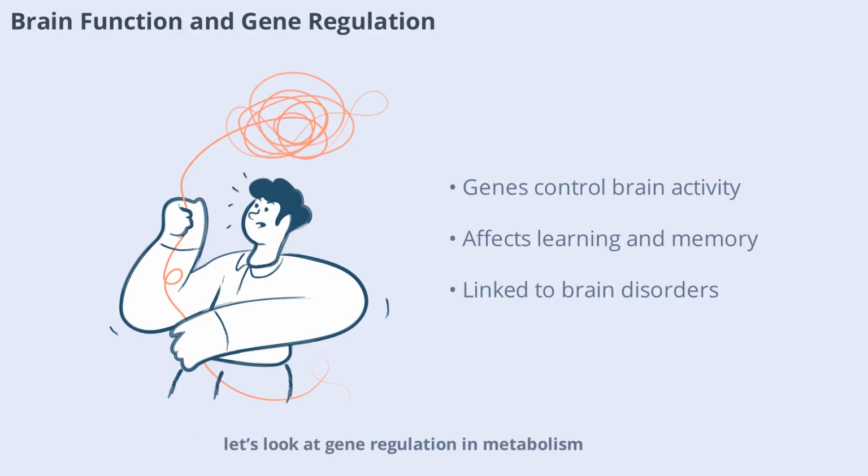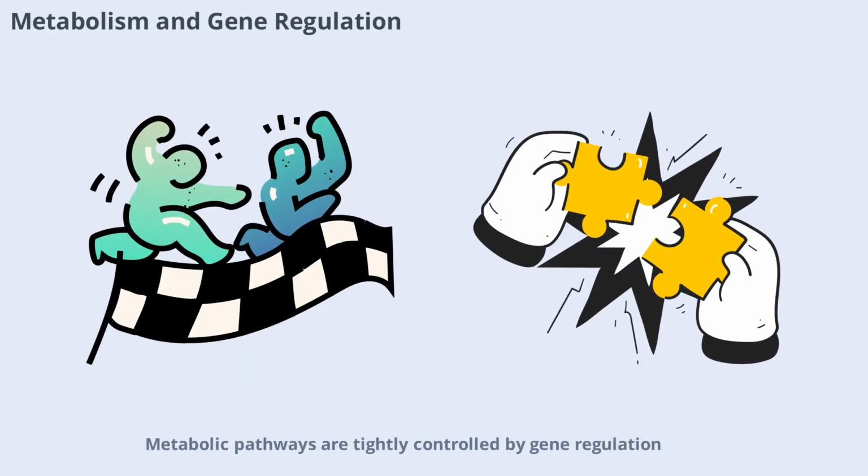Next, let's look at gene regulation in metabolism. Metabolic pathways are tightly controlled by gene regulation. Genes involved in breaking down food, storing energy, or building molecules are turned on or off as needed. This ensures efficient use of resources and maintains balance in the body. Disruptions in metabolic gene regulation can lead to diseases like diabetes or obesity.